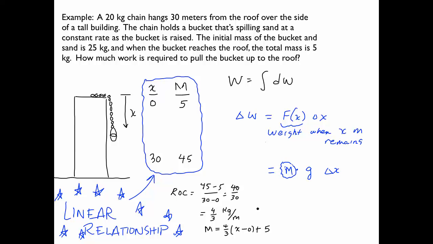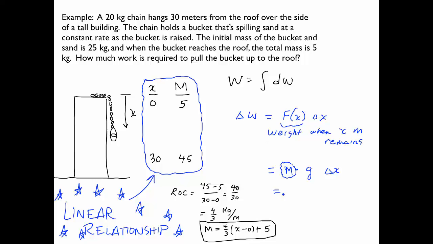Okay, so you may have done it differently. I got that for every meter that you pull this thing up, that number of kilograms is going to go down 4/3. Okay, so 4/3 kilograms per meter is what happens with this. And then I use this kind of point slope form of the line. I said that 4/3 times x minus 0 plus 5 is going to be that mass relationship. So it comes out to 4/3 x plus 5. That's what you should have gotten.